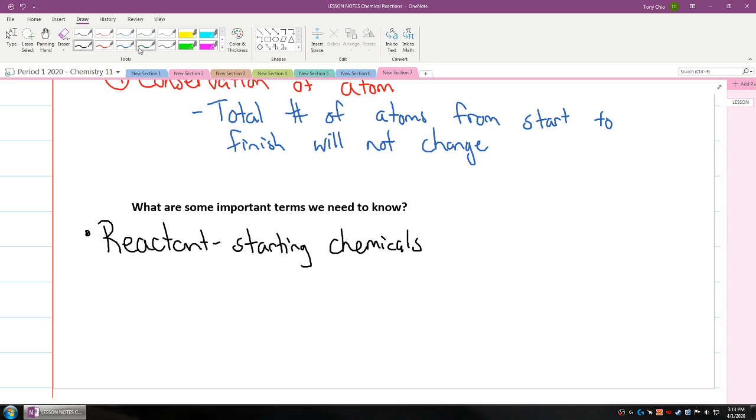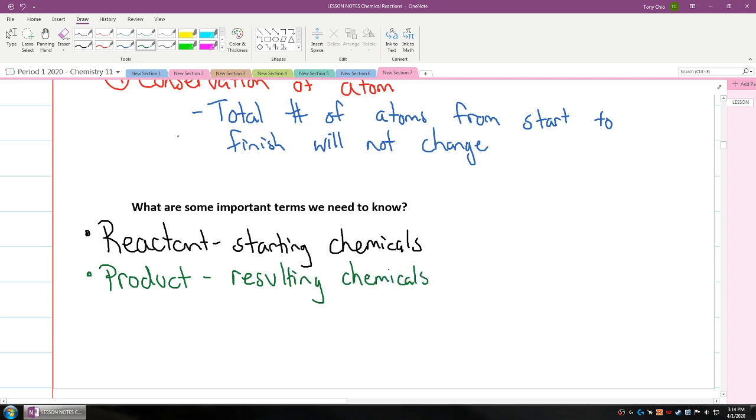Well, if we have starting chemicals, we must have the final chemicals, the resulting chemicals. And that's called our product. Our product is our resulting chemicals. What is going to be created after this reaction occurs? We also have a term that we've used before, and that's called coefficients. Coefficients are the numbers you use to help you balance. It's like algebra. So it's the numbers that represent the number of each formula.